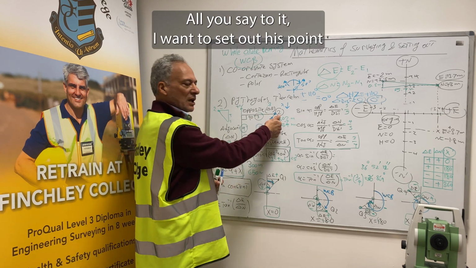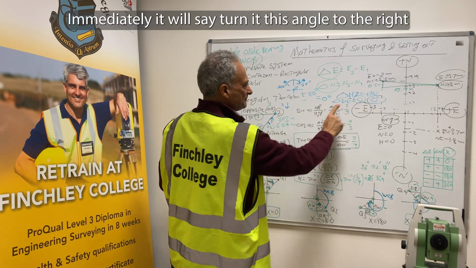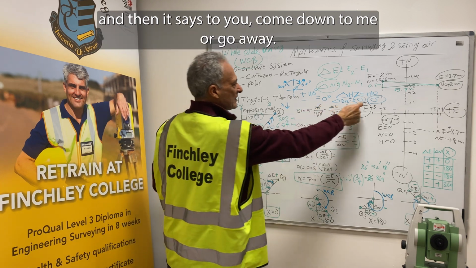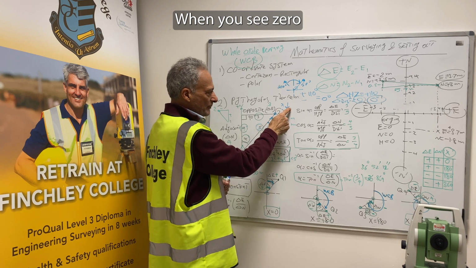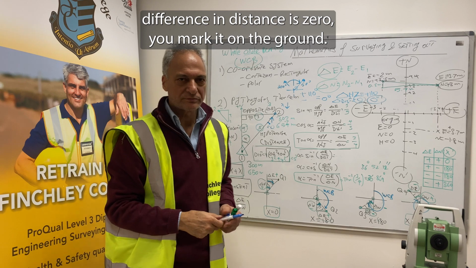All you say to it is, I want to set out this point, and it immediately says, turn me this angle to the right. You turn the angle, you press distance, and then it says to you, come down to me or go away. And when this is 0, difference in distance 0, you mark it on the ground.